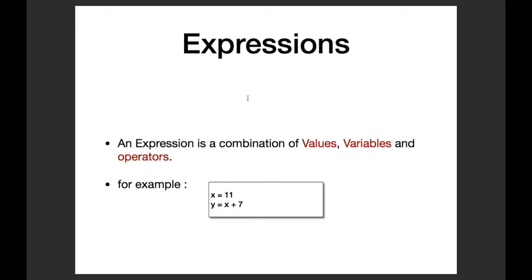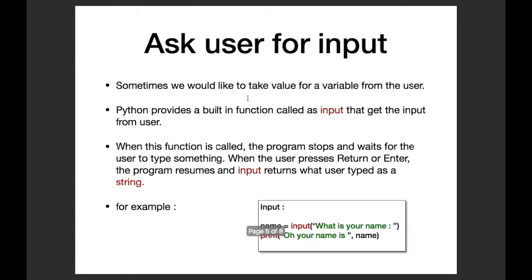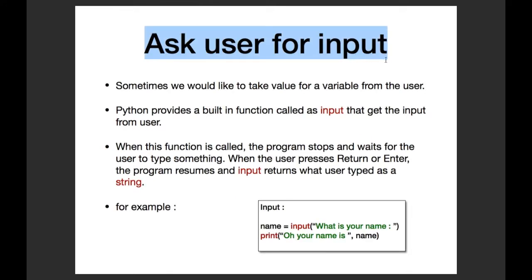So now we move towards input. We are going to ask the user for input. Sometimes we would like to take a value for a variable from the user. For that, Python provides a built-in function called input that gets the value from the user. When this function is called, the Python program stops and waits for the user to type something. When the user presses return or enter, the program resumes and input returns whatever the user typed as a string.